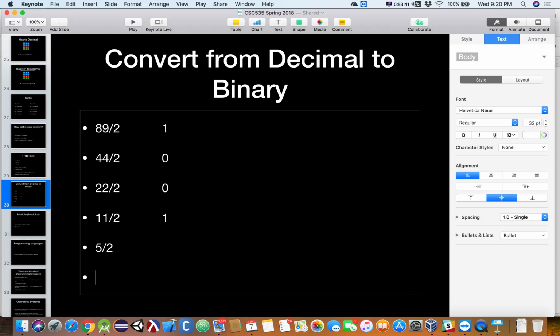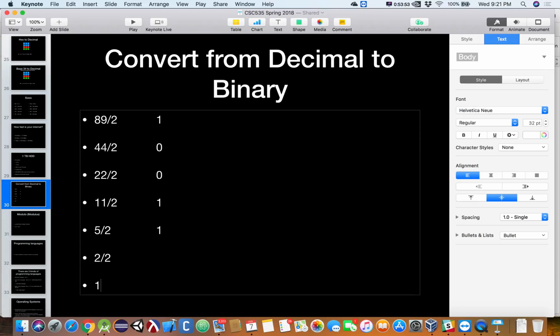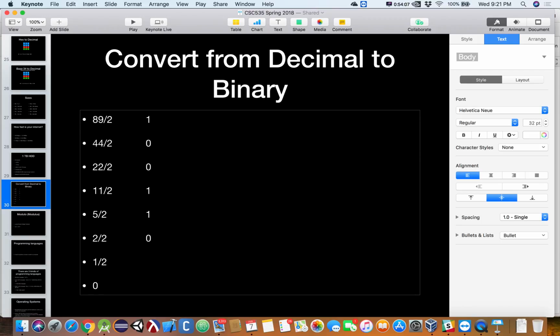5 divided by 2 is 2. 2 times 2 is 4. 5 minus 4 is 1. Remainder of 1. 2 divided by 2 is 1. 1 times 2 is 2 with a remainder of 0. 1 divided by 2. How many times does 2 go into 1? 0 times. 0 times 2 is 0 with a remainder of 1. We know we are done when we finally end up with a 0 there. That's our thing that says we're finished.